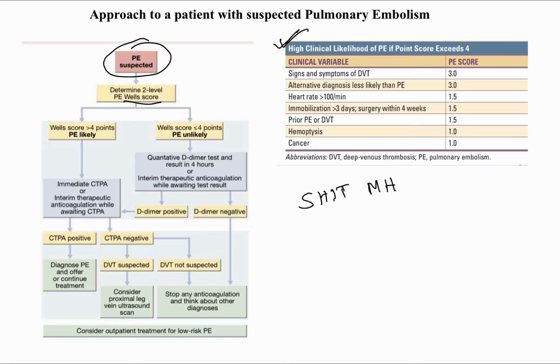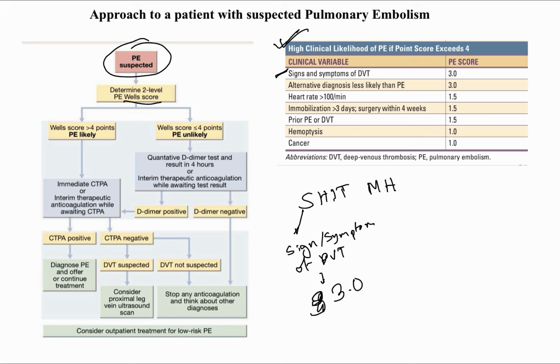So let's start from it. The first point is sign symptoms of deep vein thrombosis, sign symptoms of DVT, which is the very first point. And if there are sign symptoms of deep vein thrombosis in the patient, then 3 points will be added to the score, which is the very first point of this scoring system.